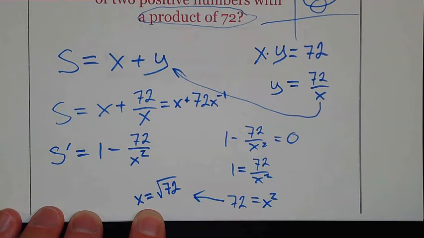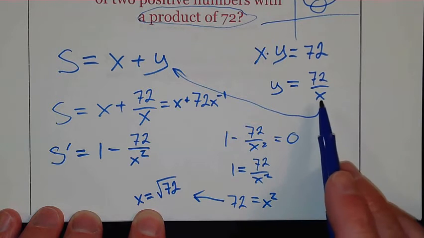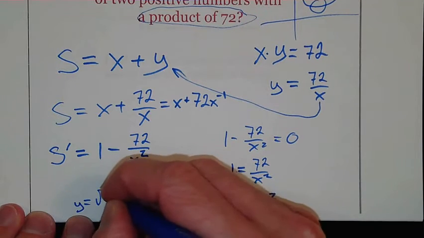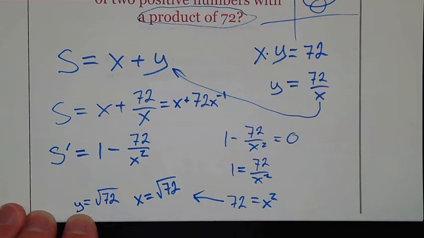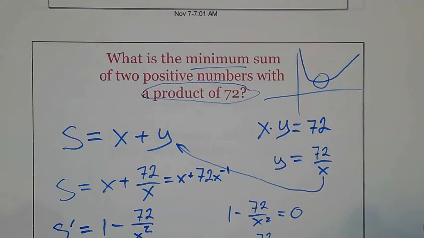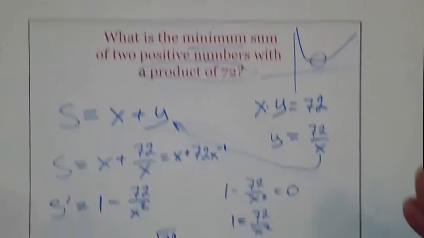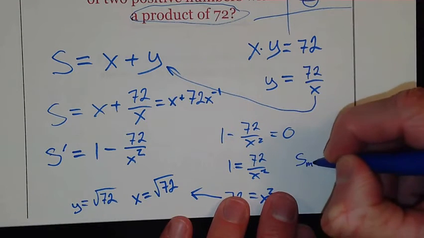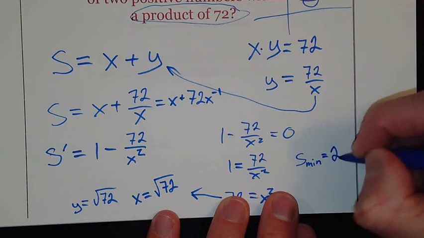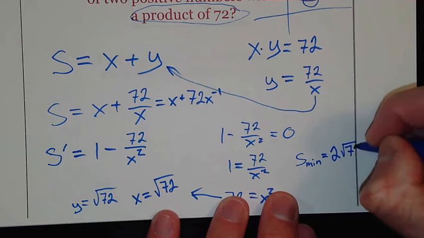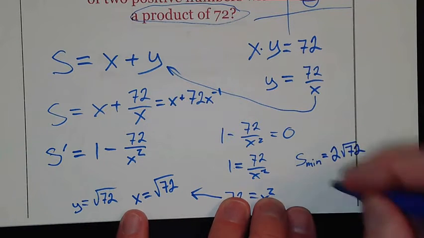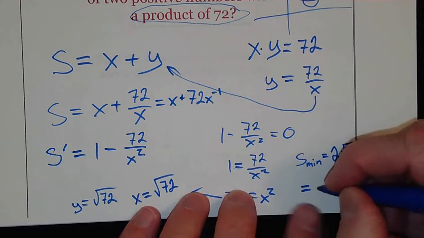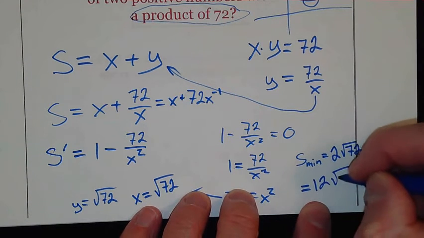And then to find the value of y, I could take 72 divided by the square root of 72. If you do that, you'll find that y is also the square root of 72, which makes sense. And then we should probably answer the question, what is the minimum sum of these two positive numbers? Well, it looks like x plus y in this case. My minimum sum is the square root of 72 plus the square root of 72, 2 times the square root of 72, and I could simplify that. I could take the square root of 36 out of there and get 12 times the square root of 2.